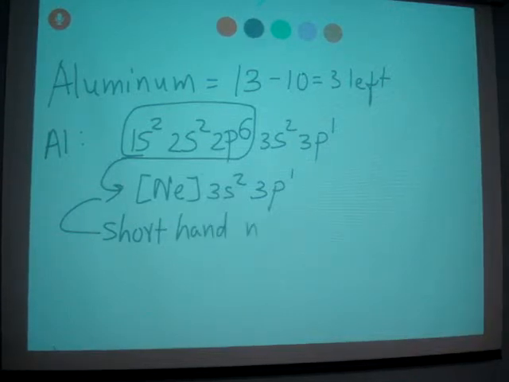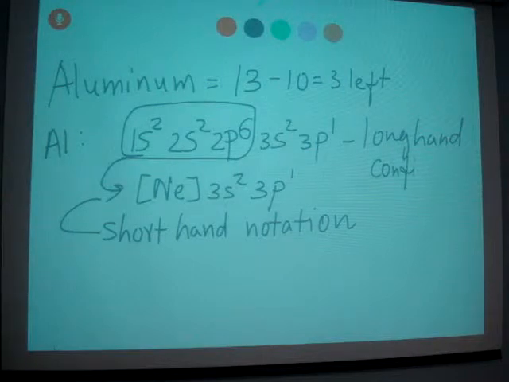Shorthand notation. And this is longhand. We can write longhand configuration, and we can write shorthand electronic configuration.